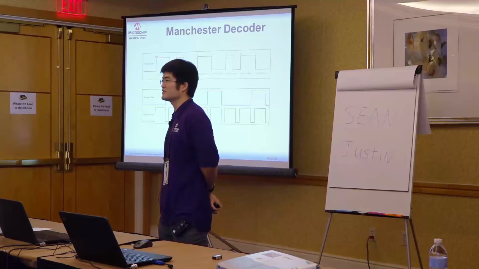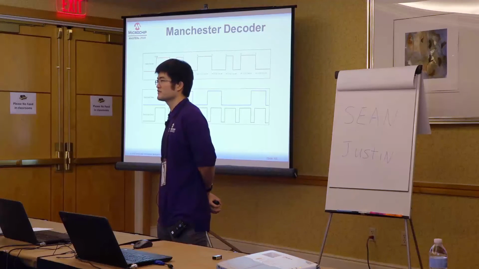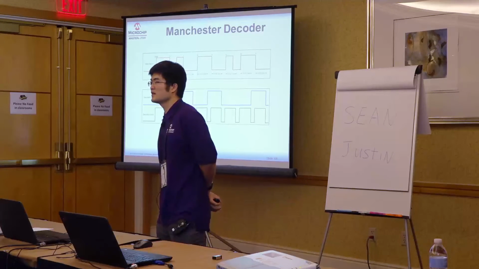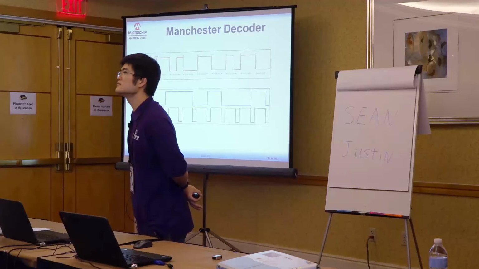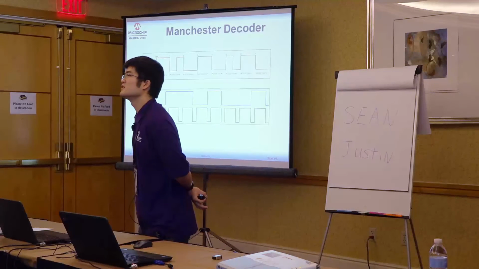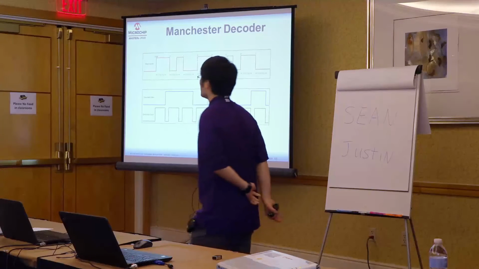You don't synchronize on the very first rising edge, or falling edge? If there's a drift, you've got a couple hundred bits, and you're off by a little bit, you're going to get kind of screwed. I'm sorry, say that again? So how do you account for any drift between the clock that's coming in and your reference clock? Does it resynchronize every edge?